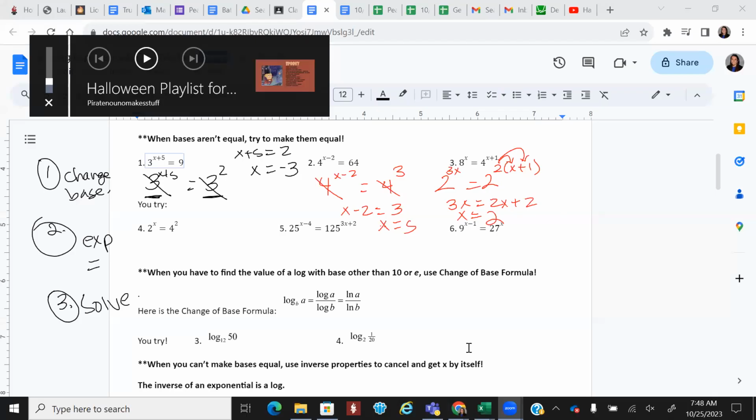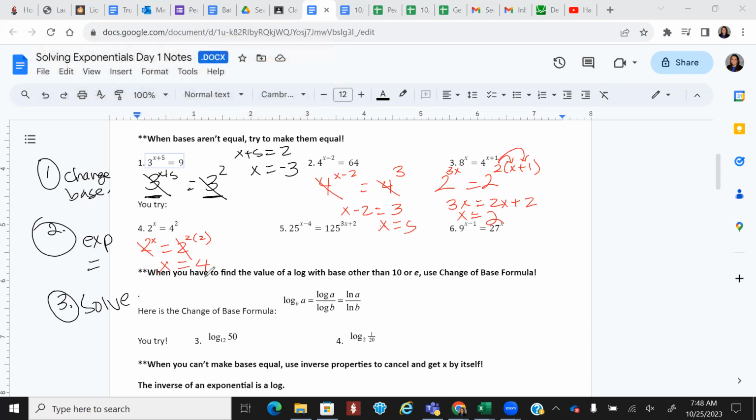On this first one, we got 2 to the x equals 4 to the second power. I can rewrite this as 2 squared times 2. Now I'm just going to drop the base since they're the same now. And so x is going to equal 4, because 2 times 2 would give us 4. Okay.